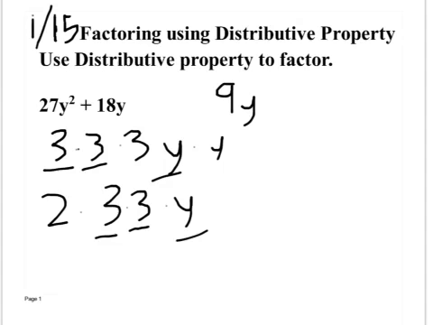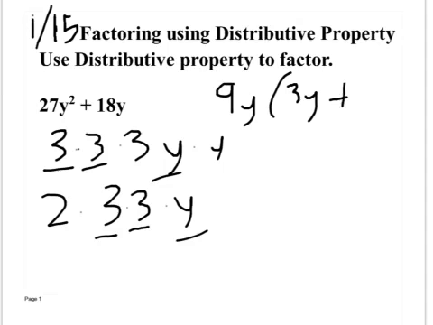Okay. So what I'm going to do is we're supposed to use distributive property, meaning I'm taking 9y out of this term and this term. Okay? So what is 27y squared when 9y is taken out of it? What is left? 3y. Okay? And what about 18y?